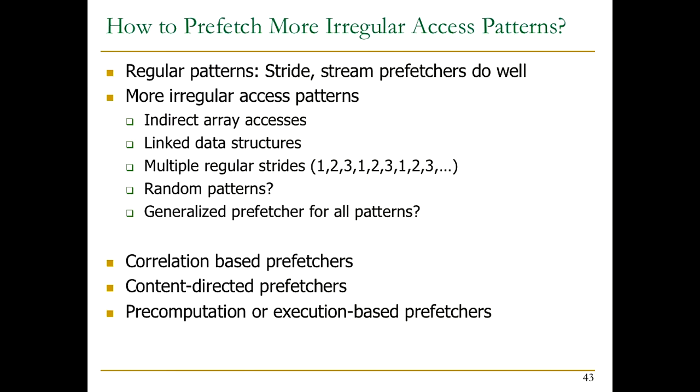OK, any questions? Otherwise, we're going to move on to more prefetchers. OK, so the throttling is applicable to any prefetcher, clearly. But let's take a look at the more difficult case than prefetching. We talked about regular access patterns, but what happens if you have more irregular access patterns? And there are a lot of applications that have indirect array accesses, dereferencing pointers, linked data structures, clearly. Multiple irregular strides, 1, 2, 3, 1, 2, 3, 1, 2, 3, that could be your stride. And people have designed prefetchers that correlate the strides. Random patterns, can you prefetch for them? Generalized prefetcher for all patterns, do you have them? So we're going to talk about these sorts of prefetchers next.